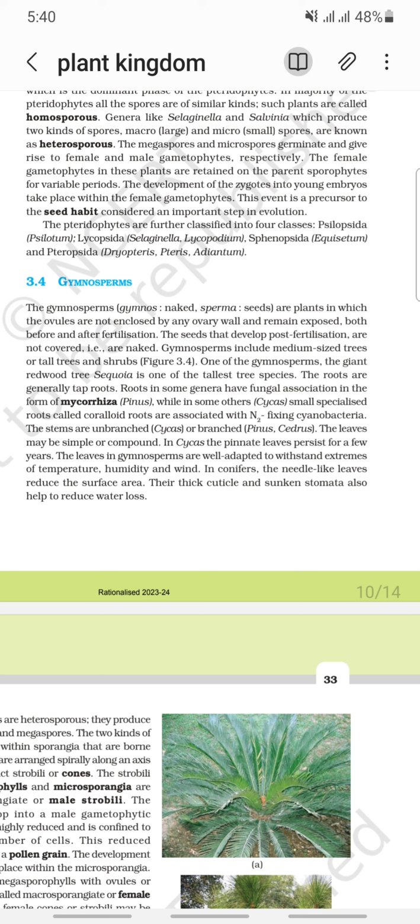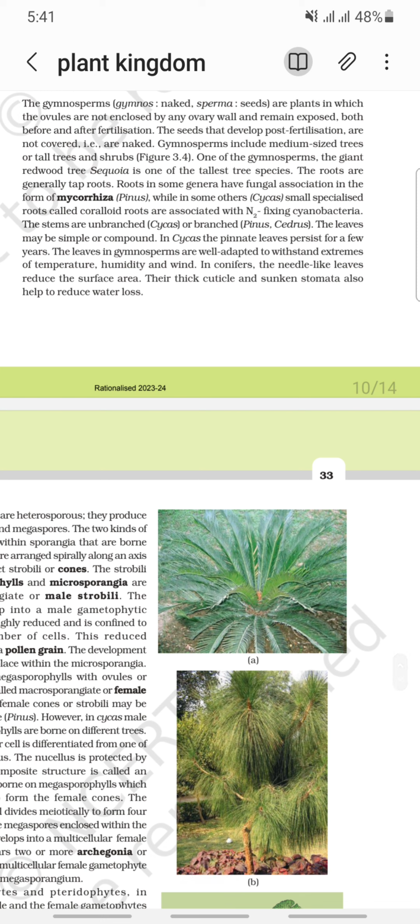The roots are generally taproots. Roots in some genera have fungal association in the form of mycorrhiza, as in Pinus, while in some other genera, small specialized roots called coralloid roots are associated with nitrogen-fixing cyanobacteria.